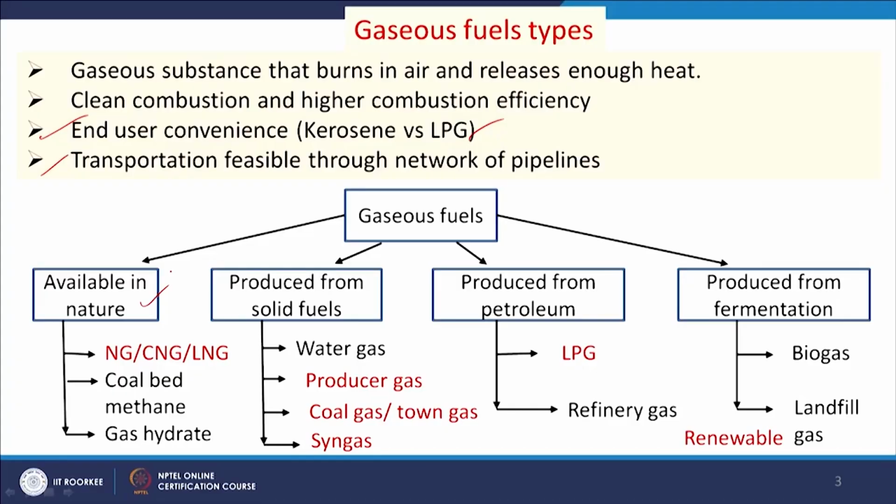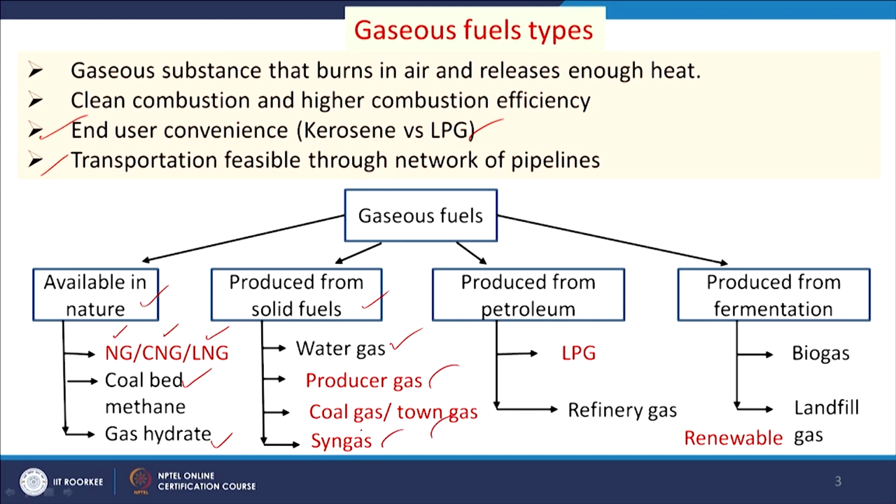If we see the types, one is available in nature, some gaseous fuels which are available in nature: natural gas, compressed natural gas, liquefied natural gas. Coal bed methane is also a naturally available gas, and gas hydrate. So, these are the naturally available gaseous fuels, and we can produce from solid fuels like water gas, producer gas, coal gas, town gas and syngas.